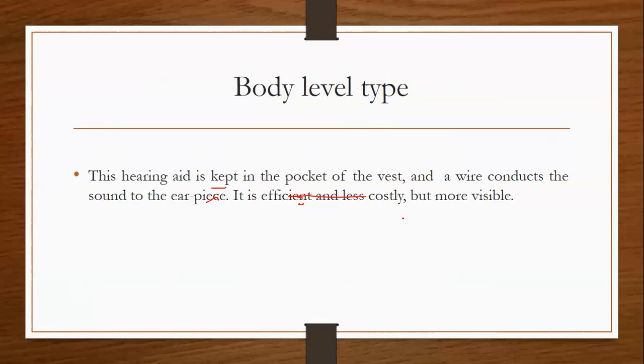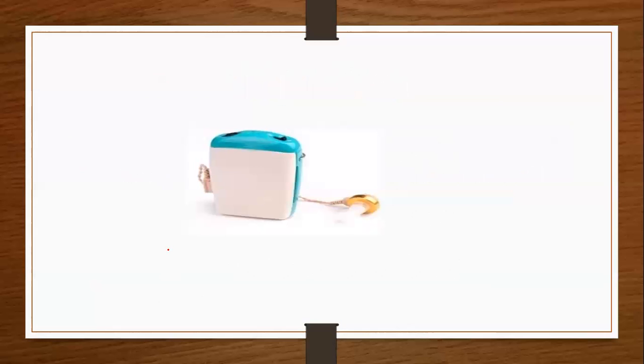So the body level type is a form of hearing aid which can be kept in the pocket or wrist, with a wire used to conduct the sound to the earpiece. When compared to other forms of hearing aids, it is very efficient and the cost is much less. But the main disadvantage is that it is more visible. So this is a picture of the body level type of hearing aid. Okay, so it can be placed in a pocket.